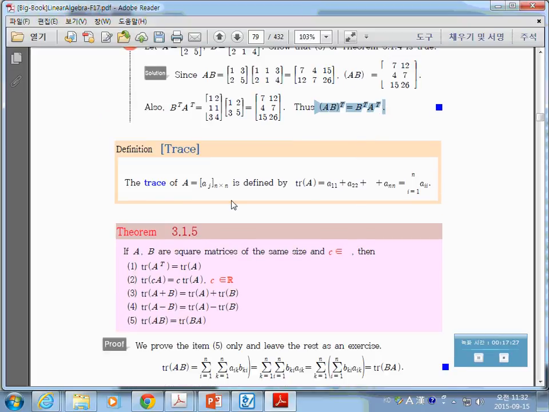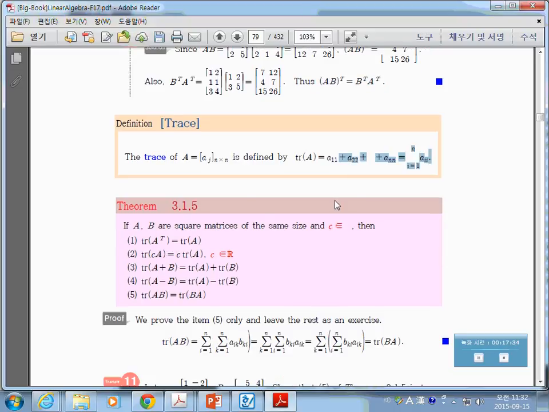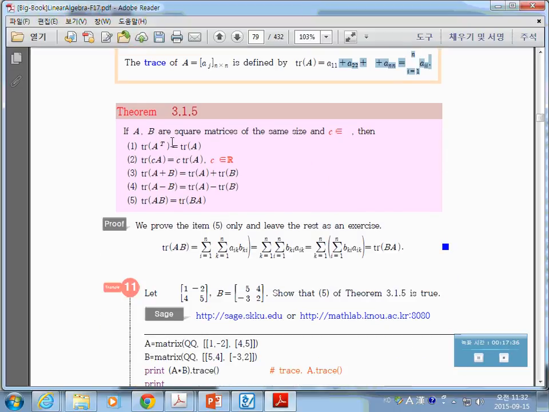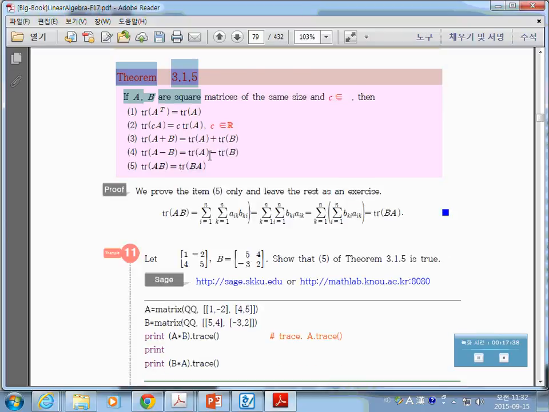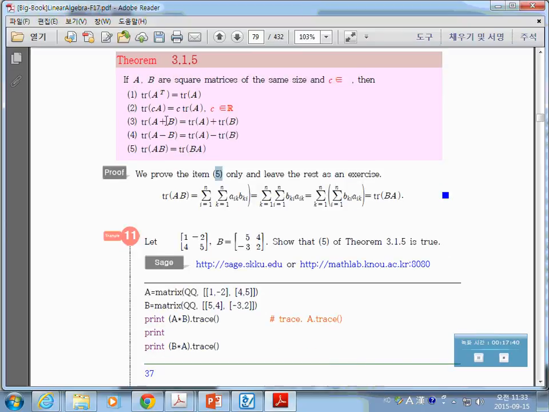The trace of A is defined in this way: the summation of all the main diagonal entries. Okay, Theorem 3.1.5 is this. Trace has these properties. The trace of A transpose is the same as the trace of A, the scalar multiple comes out, and it is distributive like this, and also this one, the fifth one: the trace of AB is the same as the trace of BA.